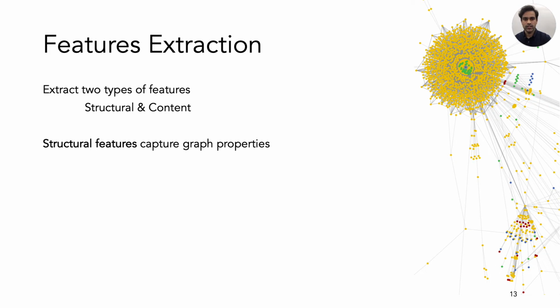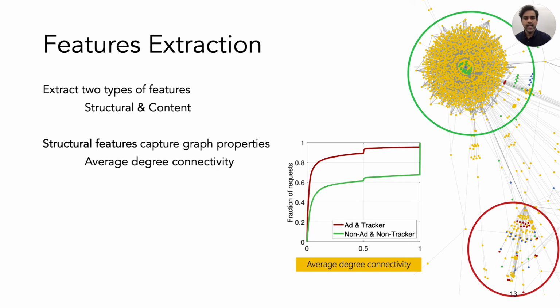Such representation of nodes corresponds to the organization of ads and trackers on web pages, which are usually on the sides and do not interact with functional content. Ultimately, having such organization leads to low average degree connectivity. If you look at the graph here, it can be seen that the ads and trackers have low average degree connectivity as compared to the functional content.